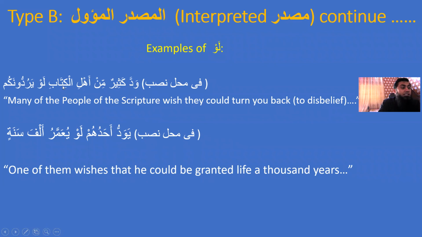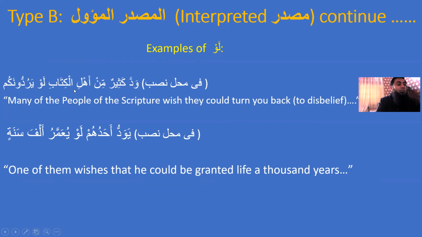Wadda kathirun min ahlil kitab. Many of the people of the book wish. Now, many of the people of the book wish what? Law yaruddunakum, that they could return you back. Back to what? To kufr. Now look at this one. This law will be called harf masdariya. Yaruddunakum is the sila for this harf masdariya. This harf masdariya and the sila together perform the role of maf'ul.